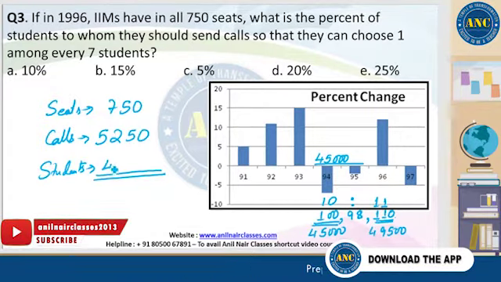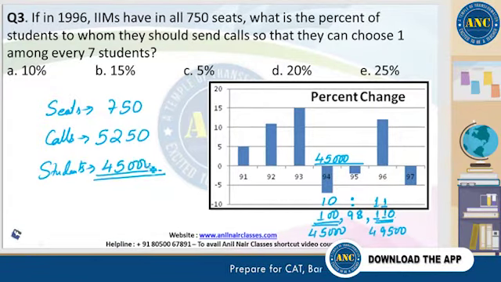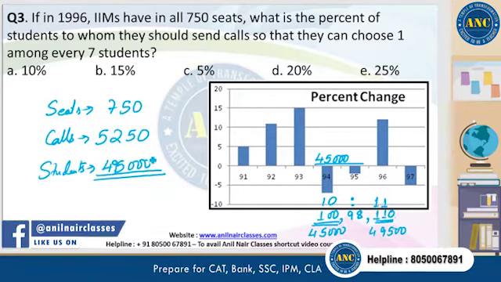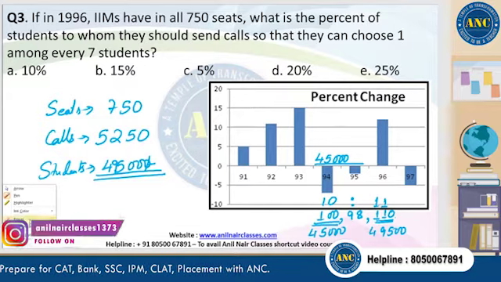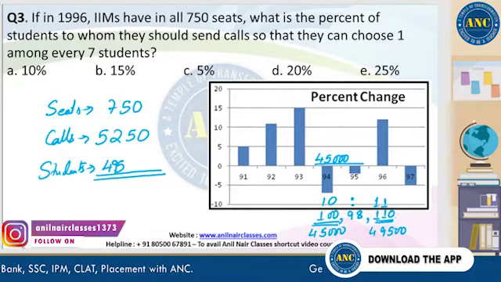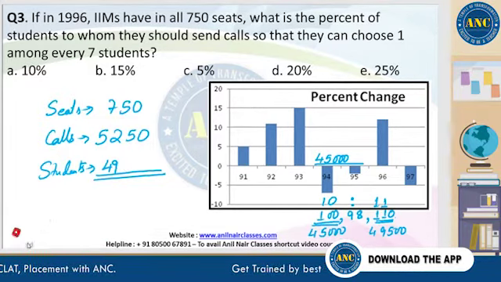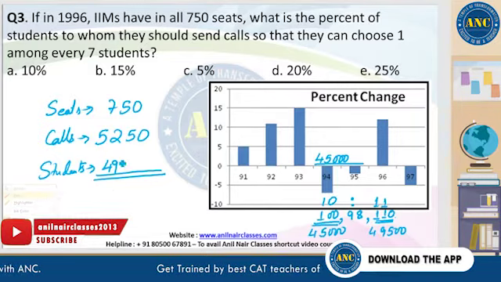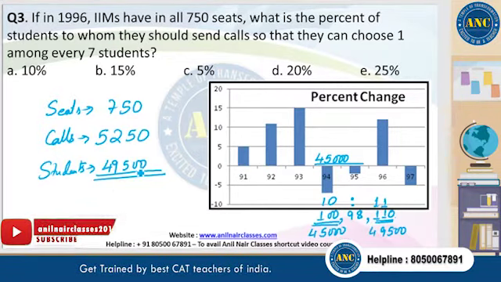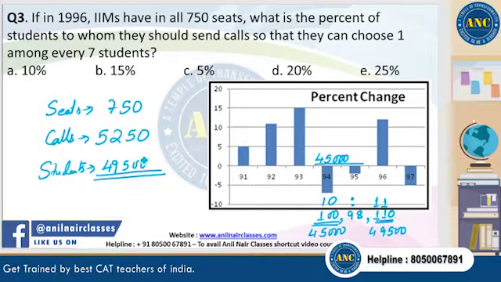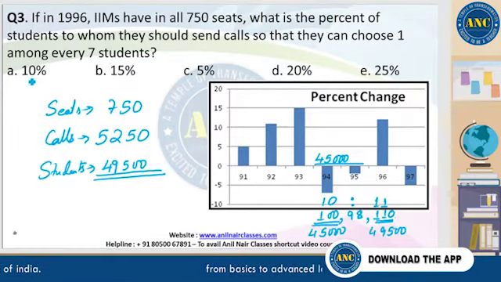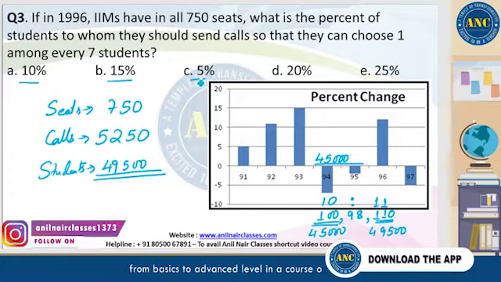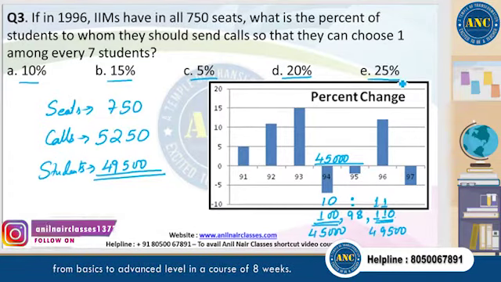Using data from the previous question, we have figured out that the number of students in context is 49,500. Approximately, it's not the right figure. It should be about 49,000 maybe. I'm not sure, but we don't need to worry. Look at the answer options: 10%, 15%, 5%, 20%, 25%.